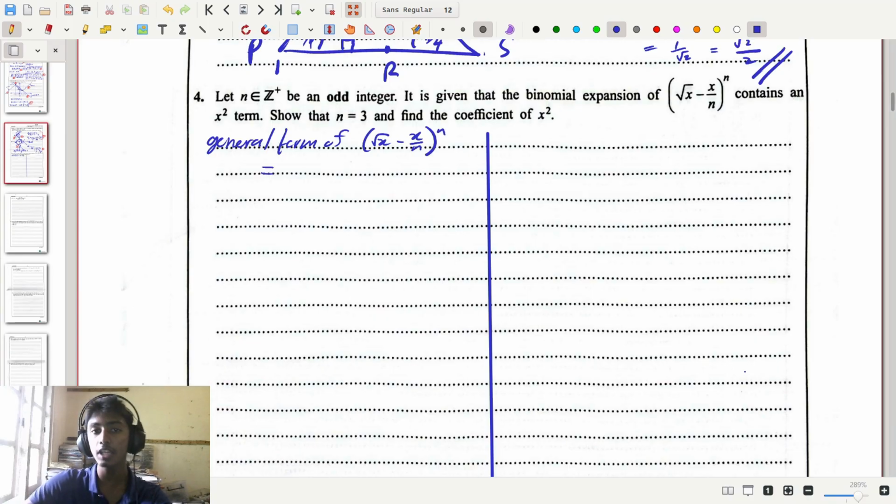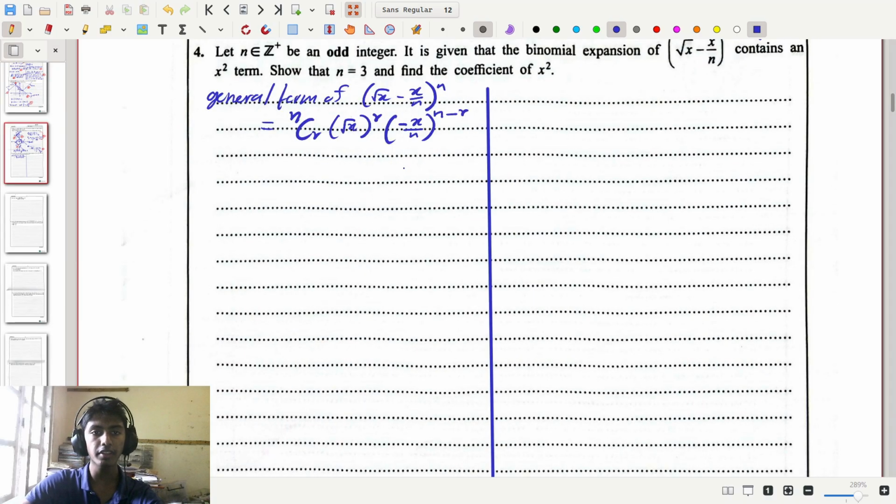When we do that, the general term of this expansion is going to be, according to the binomial expansion, n choose r times the first term to the power of r, so that's going to be √x to the power of r, times the second term, which is minus x divided by n, raised to the power of our final value n minus r. So therefore, this is a general term of the expansion of (√x − x/n)^n.